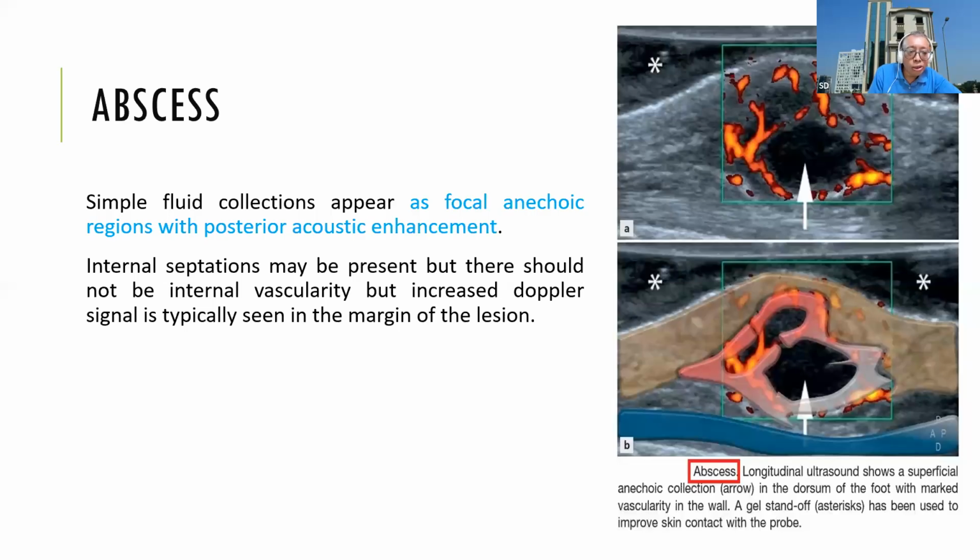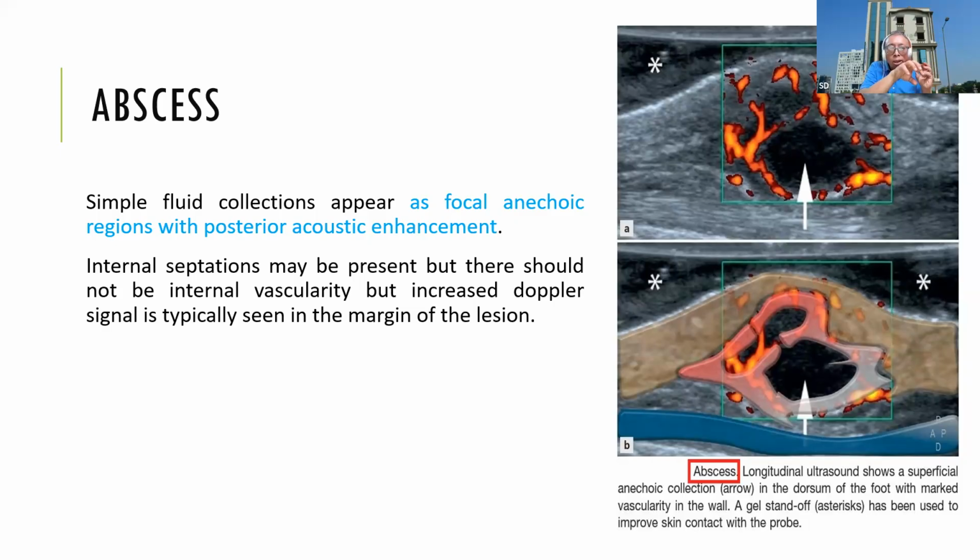Another thing you have to know is that in an abscess there can usually be internal separation present, but there should not be any internal vascularity. If there is too much internal vascularity, then the diagnosis might go to hemangioma or vascular malformation. So a patient with an abscess usually has a focal anechoic region with normally posterior acoustic enhancement like any other fluid. If the ultrasound beam goes through fluid, there can be posterior acoustic enhancement normally, whether it's abscess or fluid.